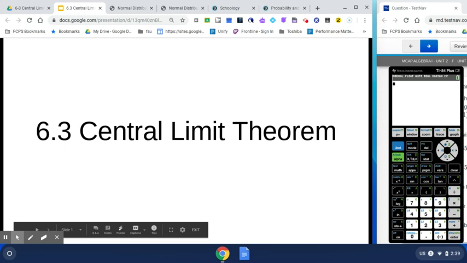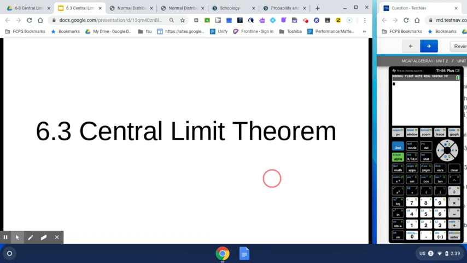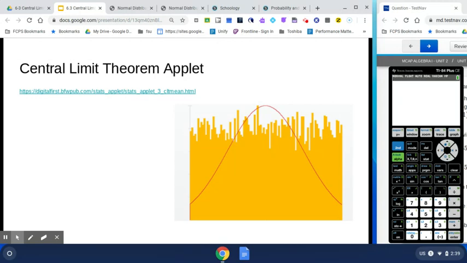This lesson is on the central limit theorem. Before we get started looking at what the central limit theorem states, I want to just take a look at this applet real quick.